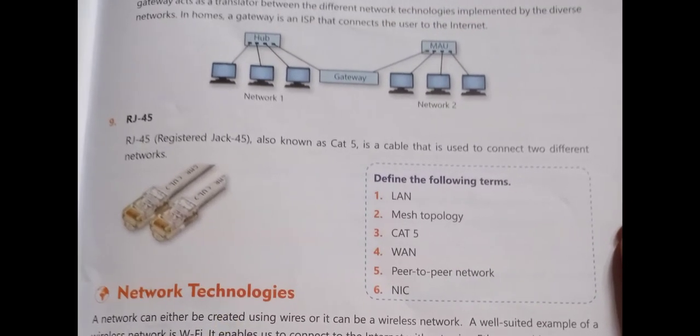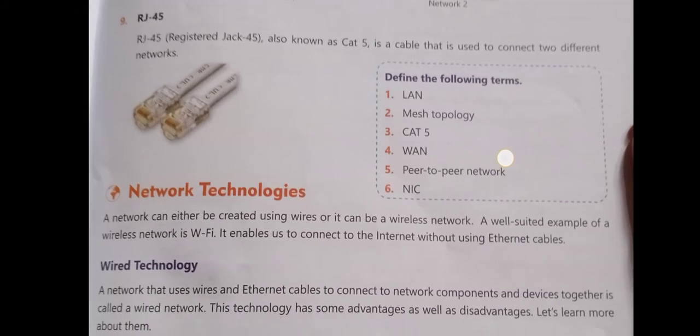Next is RJ45. RJ45 refers to registered jack 45, also known as Cat5. It is a cable that is used to connect two different networks. All these devices are used to connect the network, to establish our communication with other networks. Got it? These are the components of network. Hope you will understand easily.